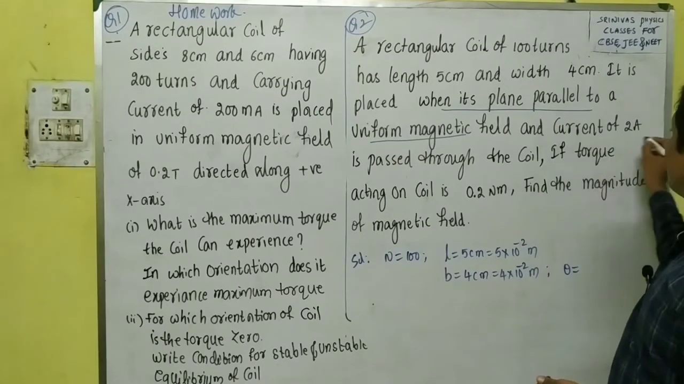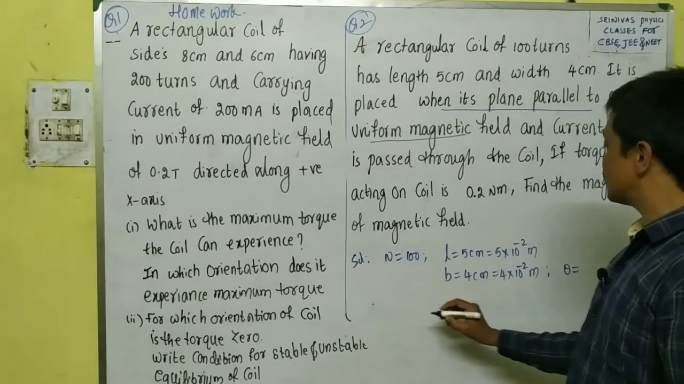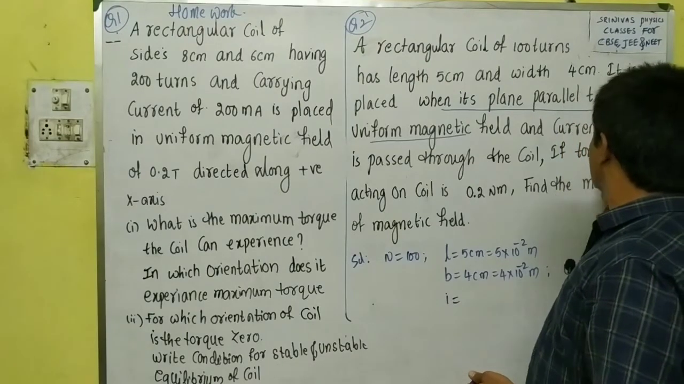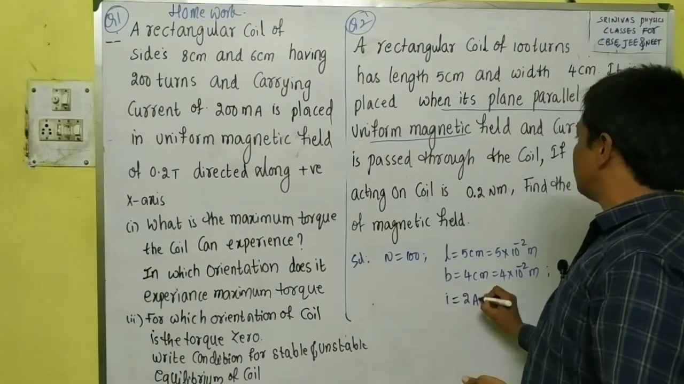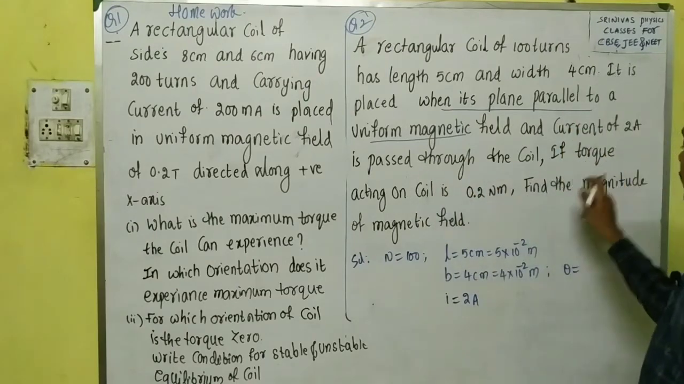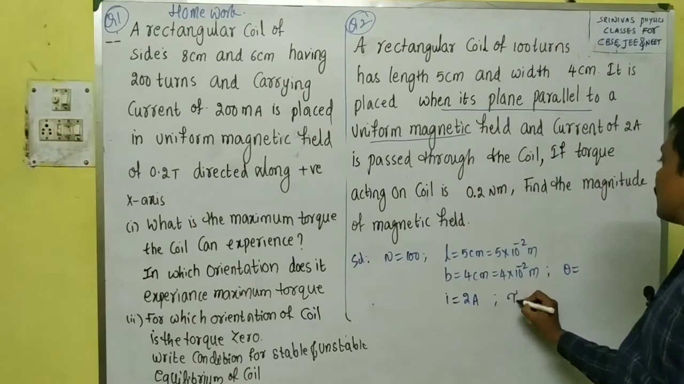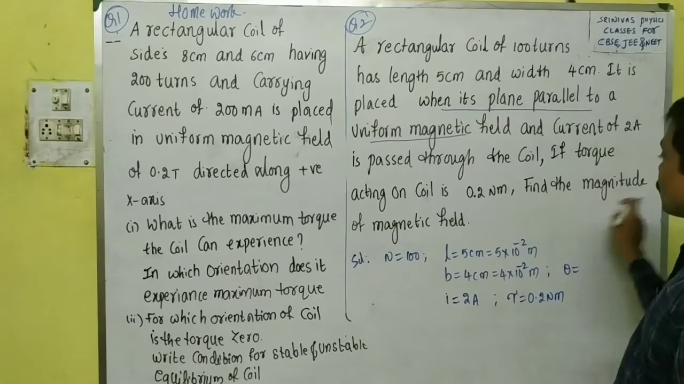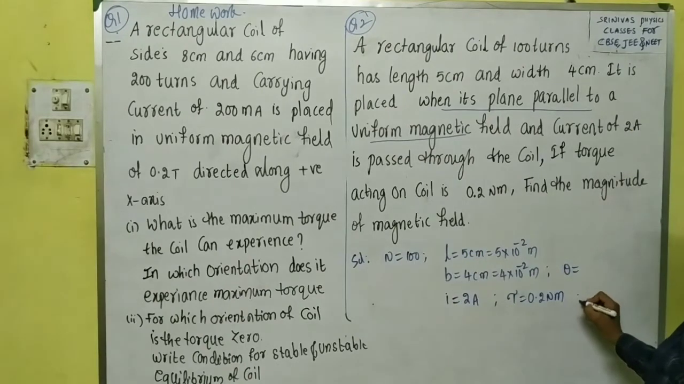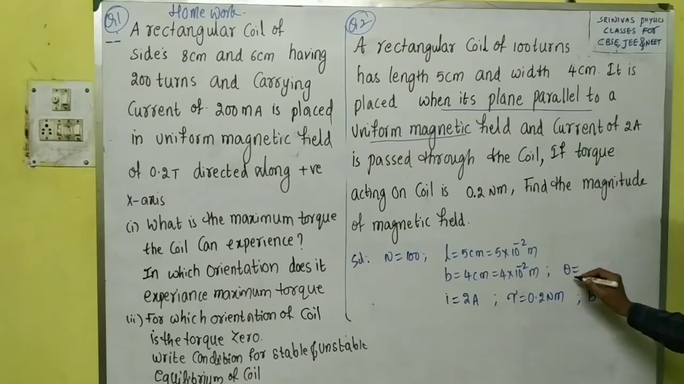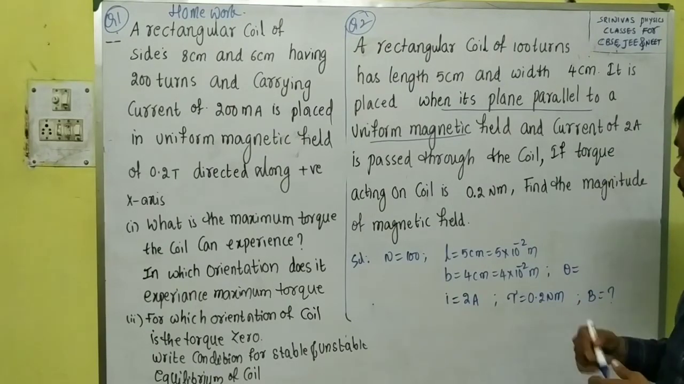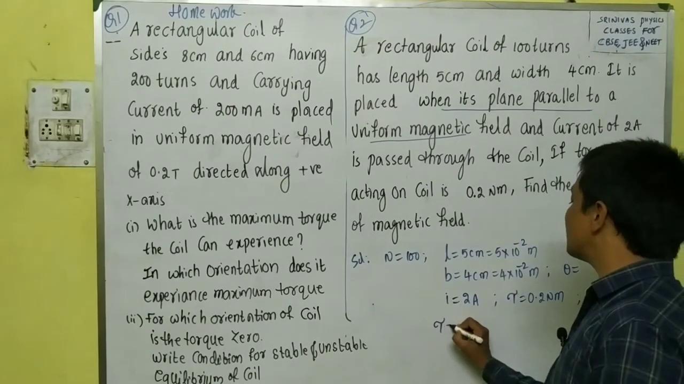The current they gave in the question is 2 amperes. It experiences a torque, and the torque they gave is 0.2 Newton meter. They are asking to find the magnitude of the magnetic field. That means the question is B is what? In this one, the test is what is the angle? Theta is the angle. The torque formula we know already, that is NIAB sin theta.